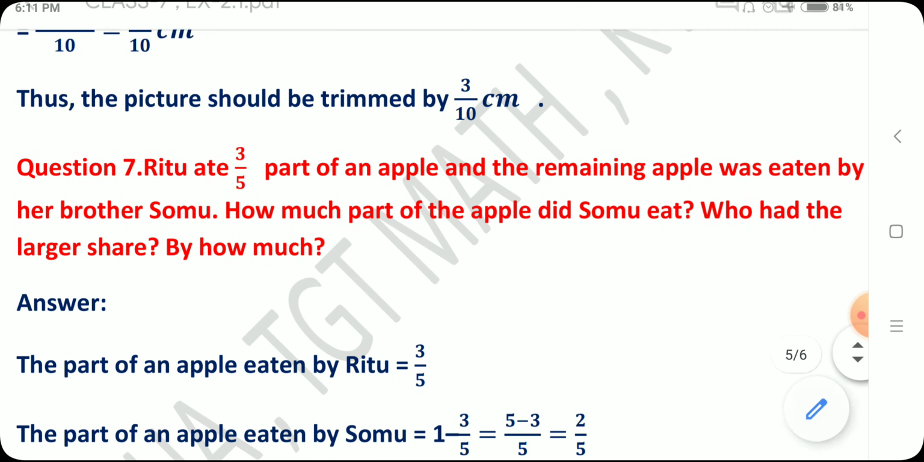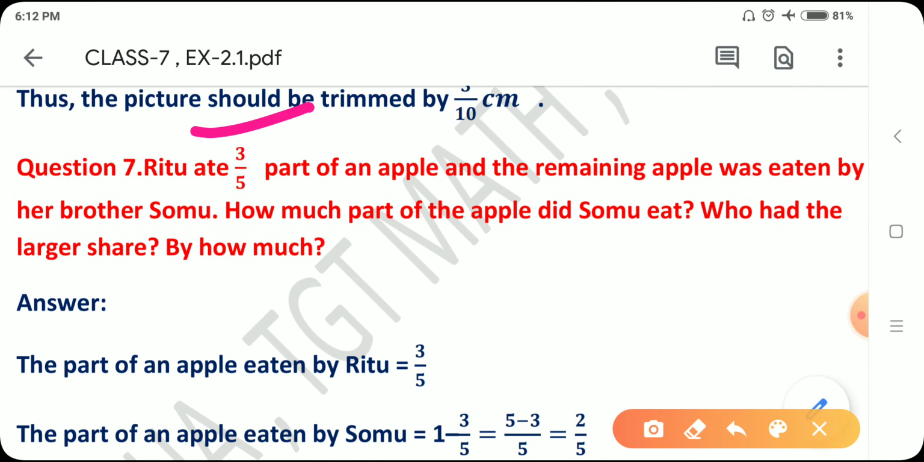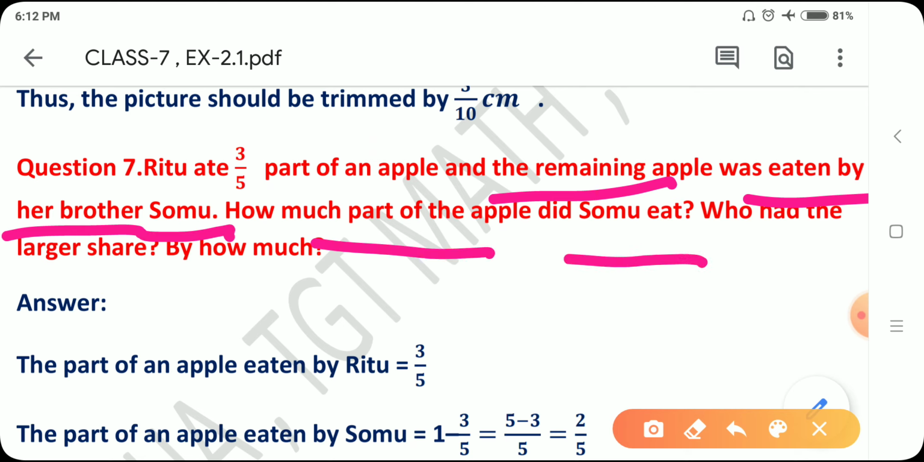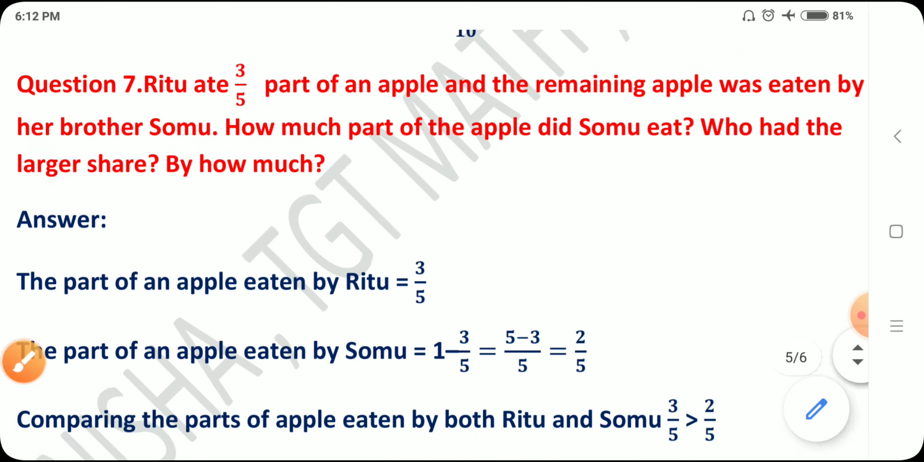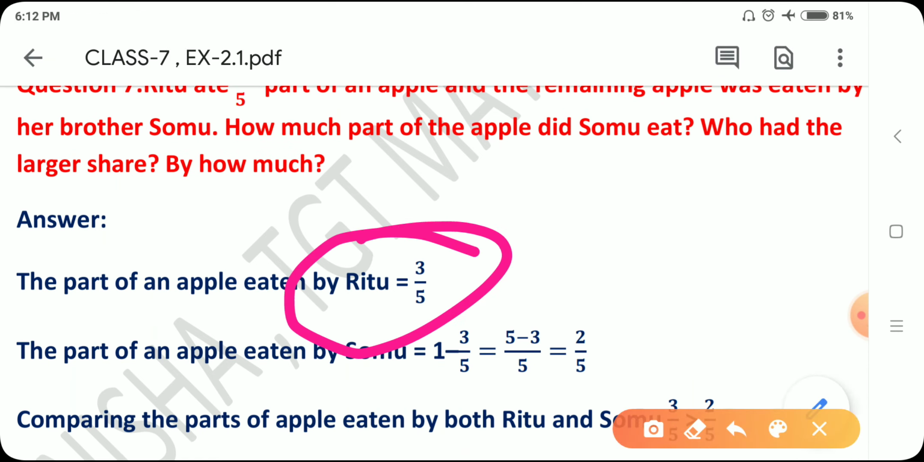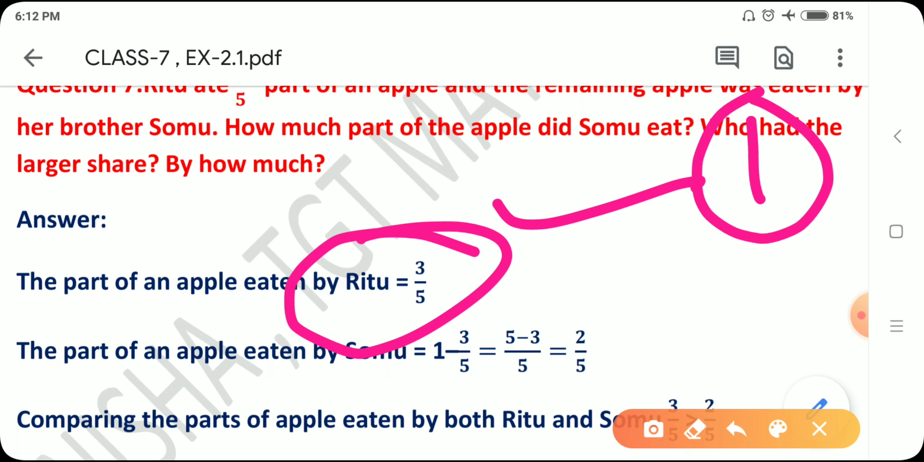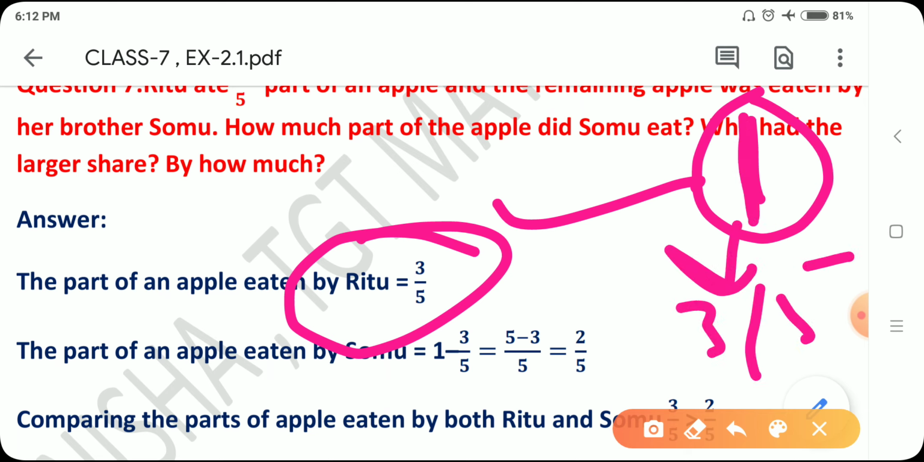Question number 7. Ritu ate 3 by 5 part of an apple and the remaining apple was eaten by her brother Sonu. How much part of the apple did Sonu eat? Who had the larger share? By how much? So first of all you will write the part of the apple that is eaten by Ritu. There is one apple and from that one apple 3 by 5 part is already eaten. Now the remaining part will be 1.